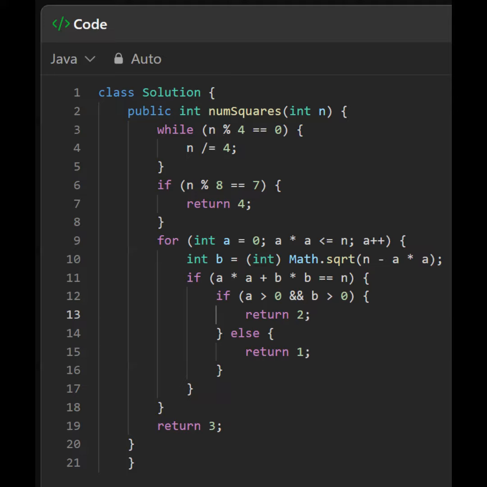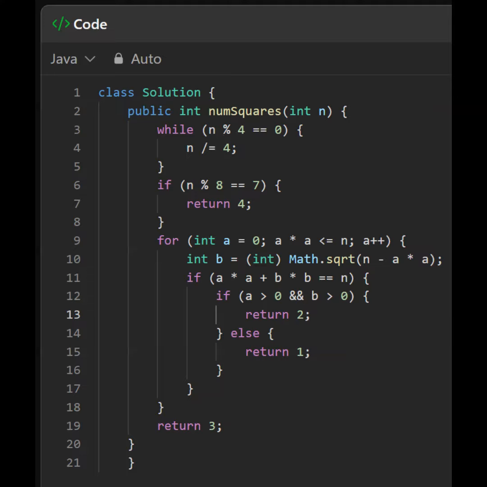1. While n is divisible by 4, divide it by 4. This is a simplification step, as a perfect square divided by 4 is still a perfect square. For example, 2 to the 2 times k to the 2 equals 4k to the 2, which equals k to the 2 plus k to the 2 plus k to the 2 plus k to the 2. So dividing by 4 doesn't change the number of squares needed.